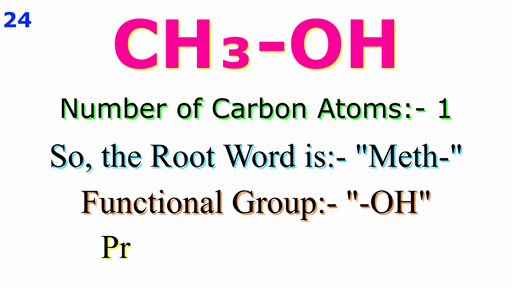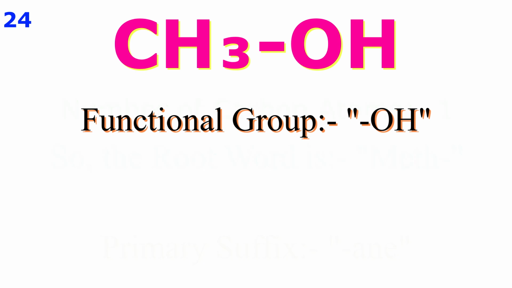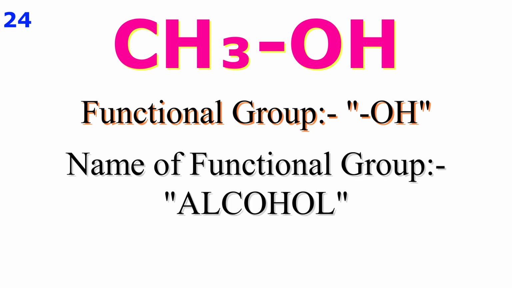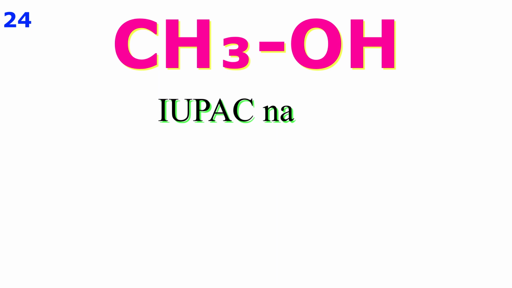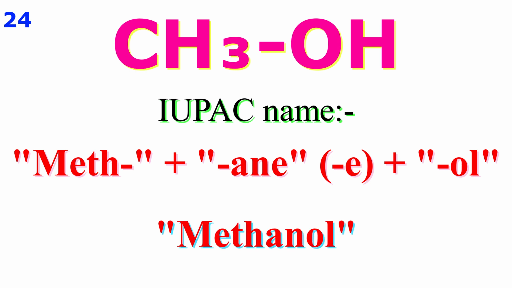So, the primary suffix of the compound is ane, A-N-E, and this compound contains an OH group attached to an alkyl group. Okay, so the functional group of the compound is alcohol. The suffix is ol, O-L. Add all the terms as meth, M-E-T-H, plus ane, A-N-E, plus ol, O-L. Hence, the IUPAC name of the compound is methanol.